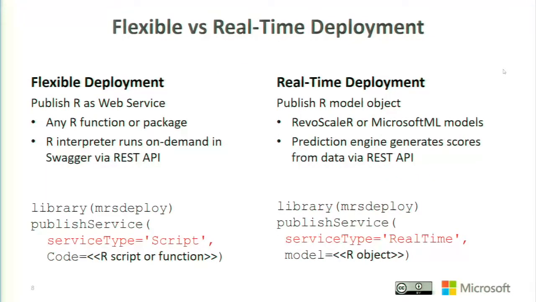In addition to there being two platforms you can use, Microsoft R Server or SQL Server, to do the deployment, there are two different modes as well. One we call flexible deployment, and that actually works for any arbitrary R function or package. So you can use anything from CRAN, any built-in R function. And the way that works is when we publish this model, as we'll see, an R interpreter is actually spawned on demand to do your calculation and return the result back through the web service. And as you'll see in a moment, I'm going to use a function called publishService in the mrsdeploy package, which comes with Microsoft R, with a service type of script to do that.